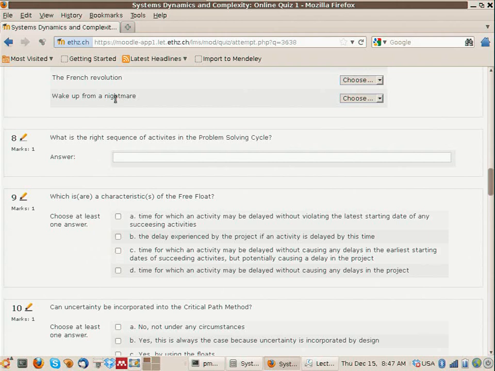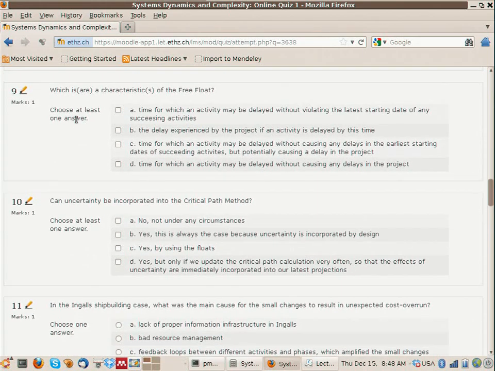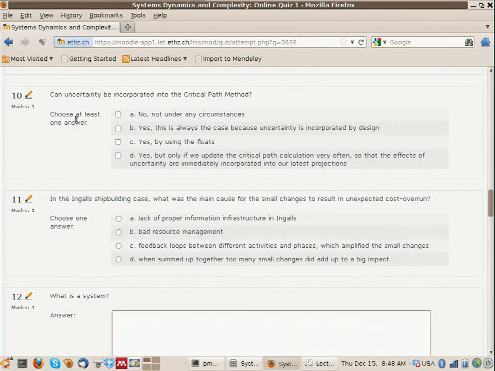What is the right sequence of activities? That's just from the slides. Free flow, just from the slides. Yes, I think there was a confusion with this question. Let me try to remember what it was. No, there was something with the free float. I think that one of the wrong answers was actually correct if you think about free float in a more general sense. I forgot. If you remember, just ask me. Uncertainty. Oh, yes. The uncertainty.